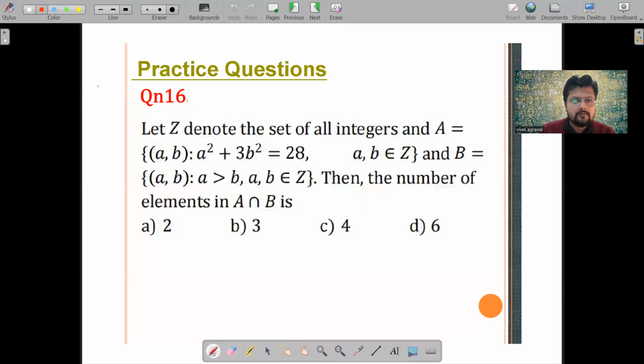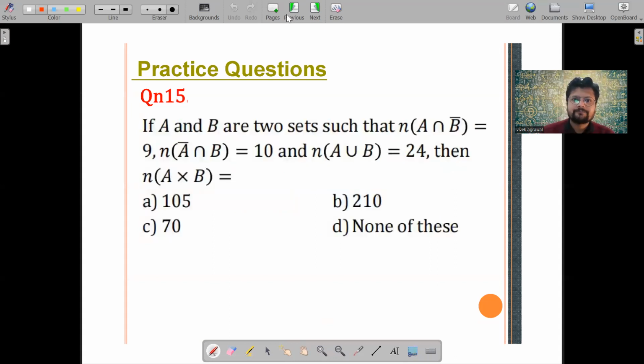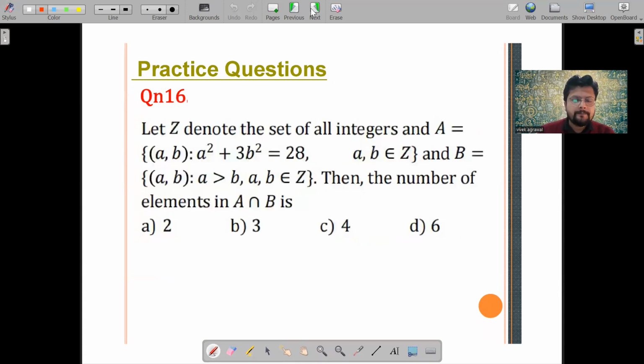Okay, so let me share my screen. I believe my screen is visible, right? Yes, sir. Okay. So I believe we did questions till question number 15, right? We have to do after that. Okay, so let's just start.